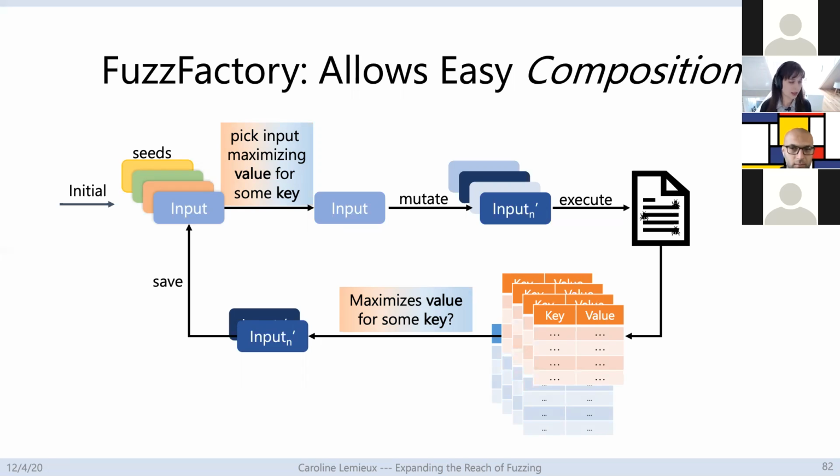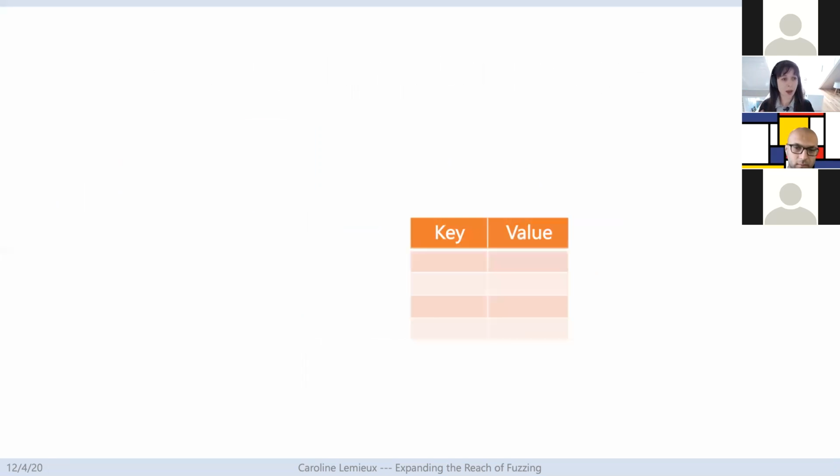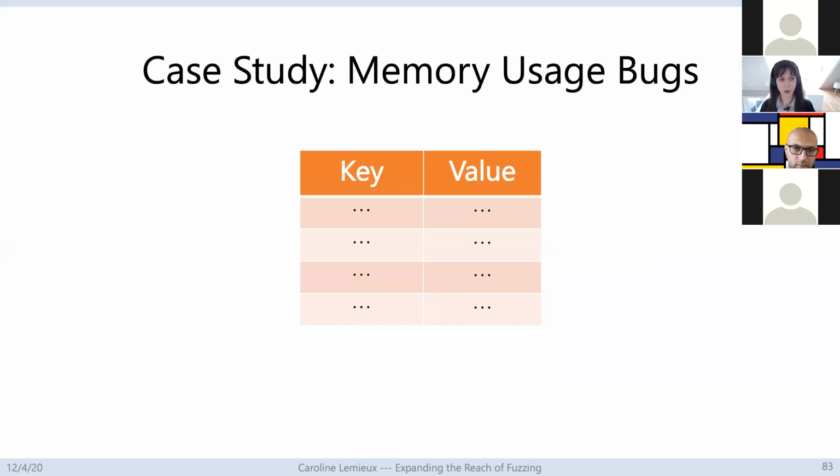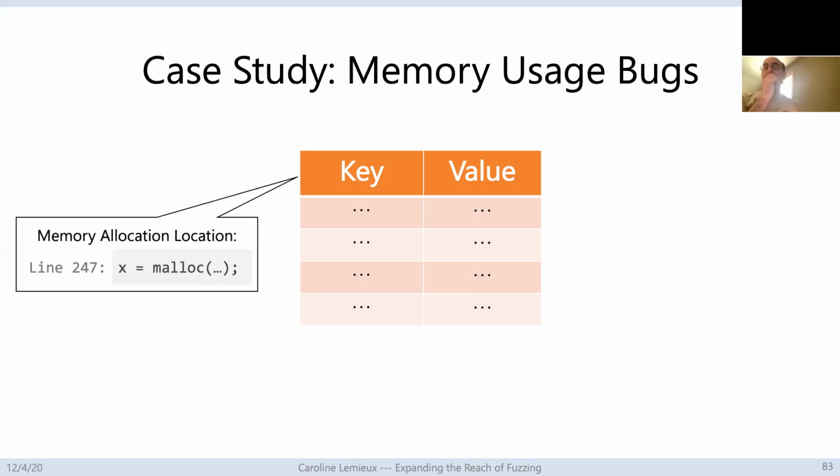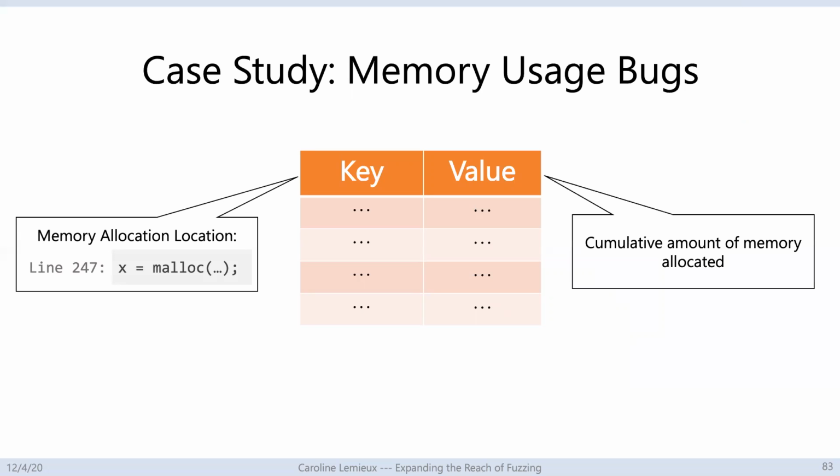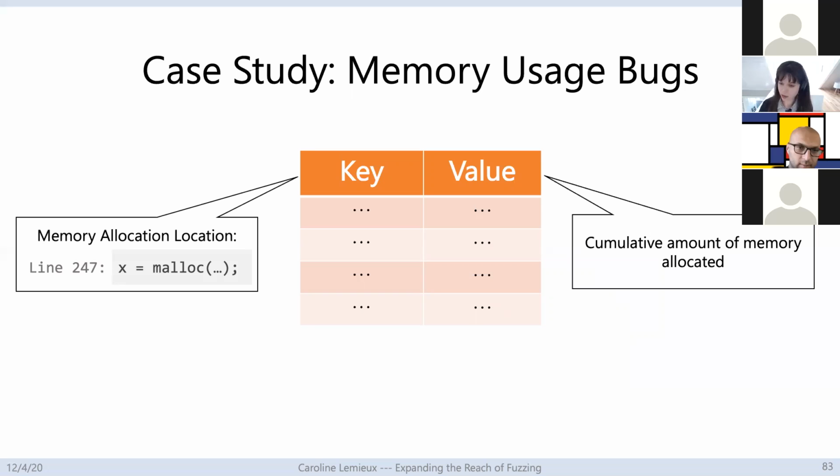So say that what we want to do is find memory usage bugs, like out of memory issues. Well, what you can do is keep track of the memory allocation locations as keys, so all the mallocs in your program. And then you keep track of the cumulative amount of memory allocated at each of those locations. And if you have a memory leak, eventually trying to maximize the memory allocated at some location should find it for you.